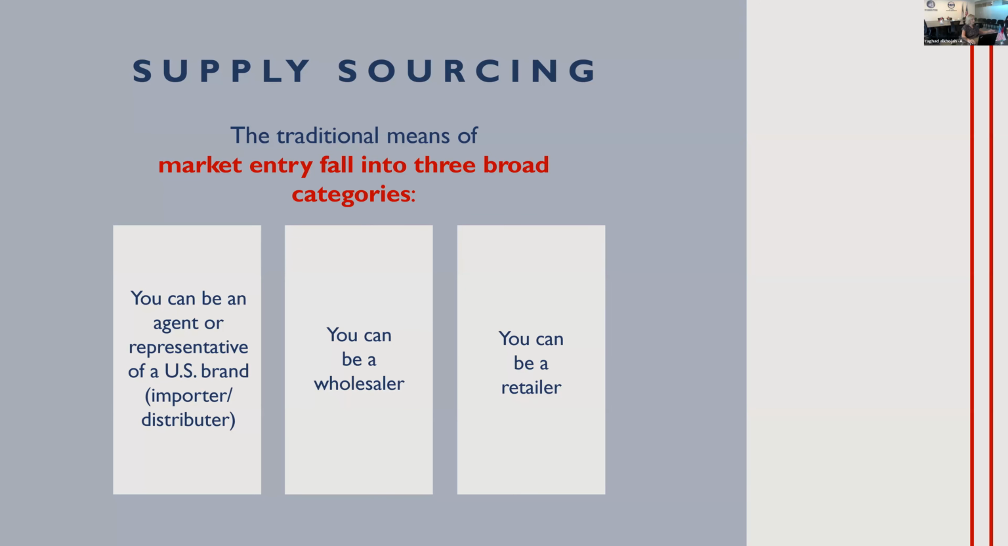So supply sourcing, the traditional means of market entry, fall into the categories that we've shown in the previous slide. And like I explained, you can be an agent, a representative of a US brand, an importer, a distributor, or you can be a wholesaler where you supply multiple other businesses in Oman, or you can be a retailer where you actually offer this product or this brand directly to consumers.